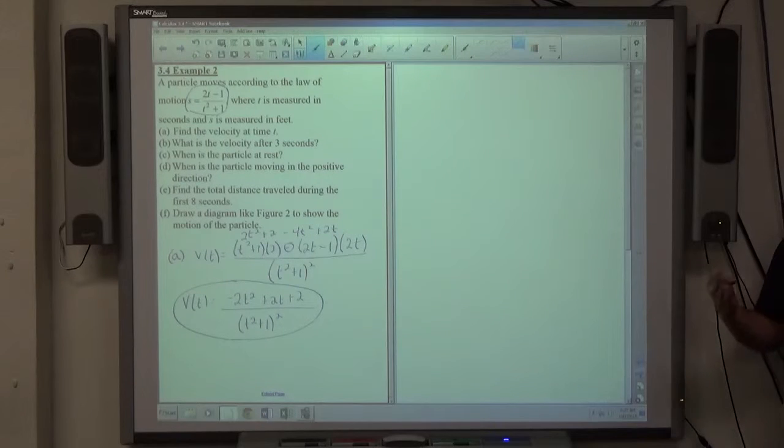So if I know what t equals, I can find the velocity. All right, t equals 0, the velocity is 2 over 1, so 2. Starts off at 2 feet per second. Okay, t equals 3, whatever, we can find that.